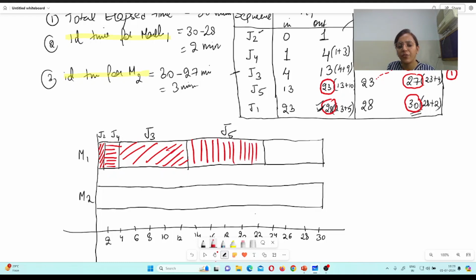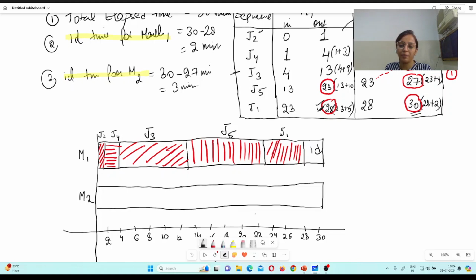This is my J5. Now the last one, that is J1, and J1 is starting from 23 and ending till 28. So this is my 28 and my work is being completed over here. That is J1. Like it is completed till 28. Like this is again a new work, that is J1. So now it is showing till 28 and this is my idle time for machine 1, right?